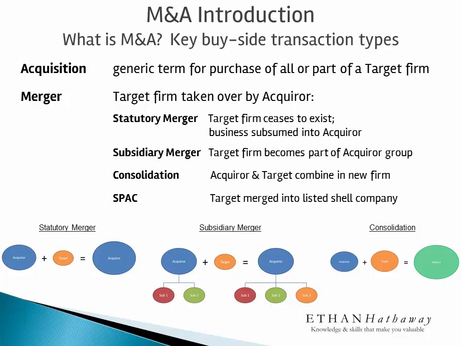Subsidiary mergers, shown in the middle diagram, are where the target firms become part of the acquirer group of companies, as is often the case where the target firm has a strong brand.